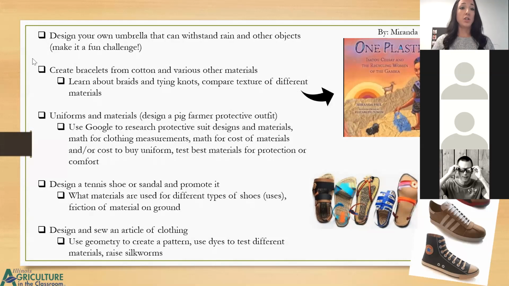And then look into maybe making bracelets. Okay, so if they have cotton, then you can look into the cotton gin, and look into where does cotton come from? How does it grow? Where does it grow? Have them tear cotton apart and roll it up and then braid a bracelet. They can learn about different types of braids, different types of knots. You can have different materials in there to compare textures or compare where and how they're grown.